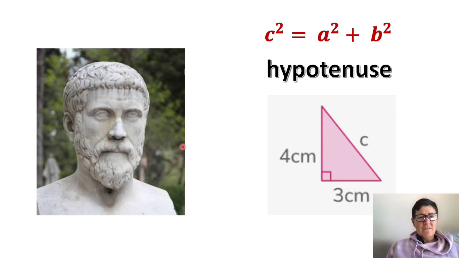This is Pythagoras. He's that crazy Greek dude who loved right-angled triangles. All right, remember ancient Greece? So here's probably a marble statue of him. He was so famous.